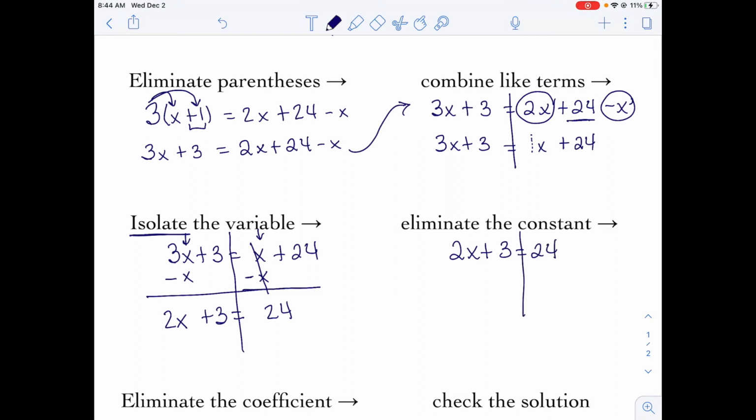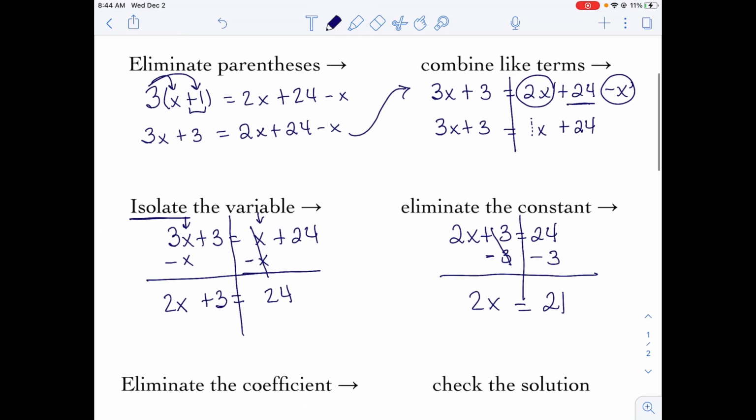Now I want to eliminate the constant. I want to move the constant away to the other side. So I want to get the numbers on the side by themselves. So to do that, I'm going to subtract 3, because right now it's a positive 3, from both sides. When I subtract 3 from a positive 3, they're gone, and all that's left here is a 2x. And 24 minus 3 gives me a 21.